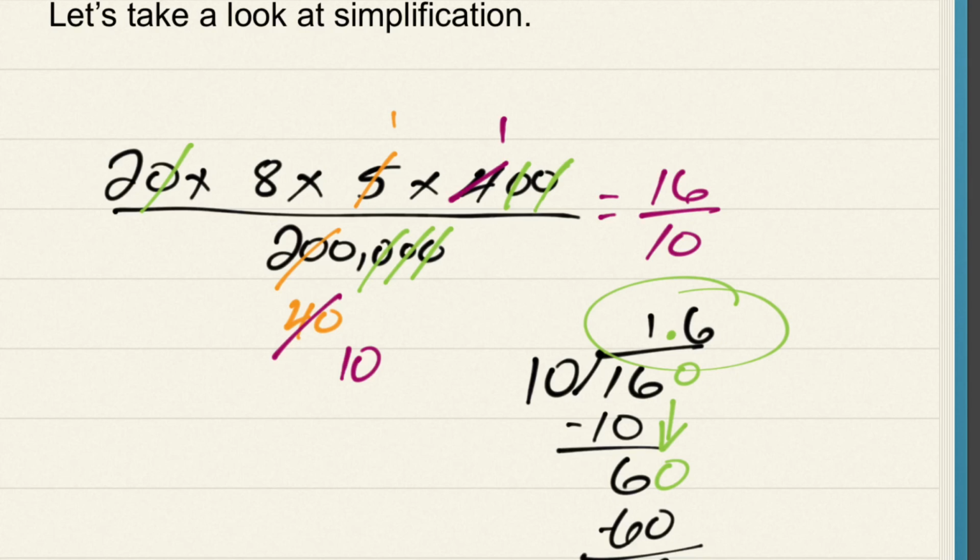Just for an example, if we were to take this problem without simplification, our final multiplication up on the top would be 320,000 divided by 200,000. And some people can work through that problem without any issue. Me personally, I like to simplify and make it a little bit easier for me to work through.